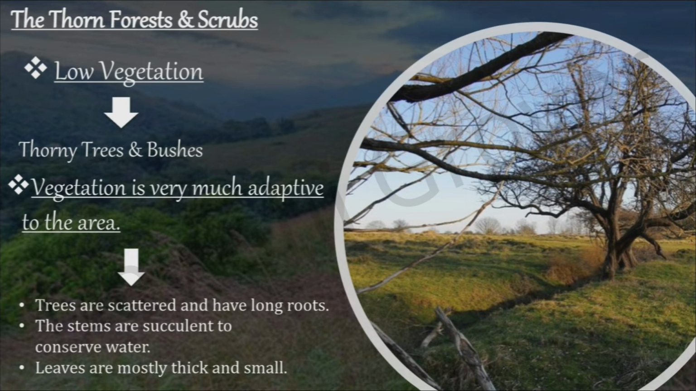The third type of forest in the list is the thorn forest and scrubs. It has very low vegetation and has thorny trees and bushes. Vegetation is very much adapted to the area. Trees are scattered and have long roots. The stems are succulent to conserve water. Leaves are mostly thick and small.